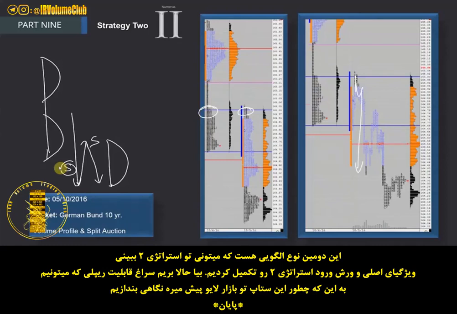We've now completed the strategy 2 basic characteristics and execution style. Let's now move into the replay functionality, where we can take a look at how this trade setup will play out in the live market.